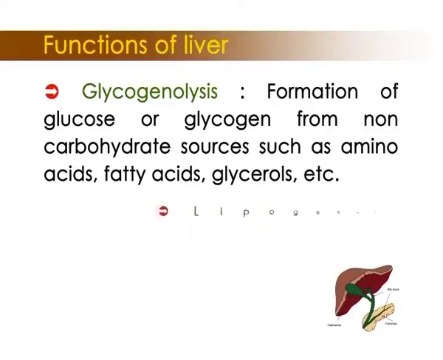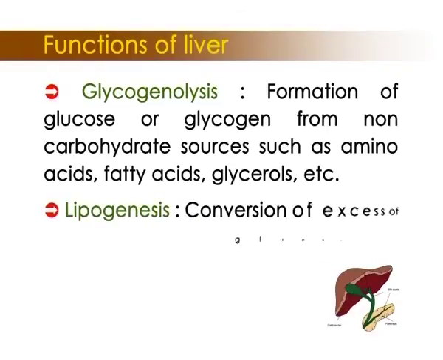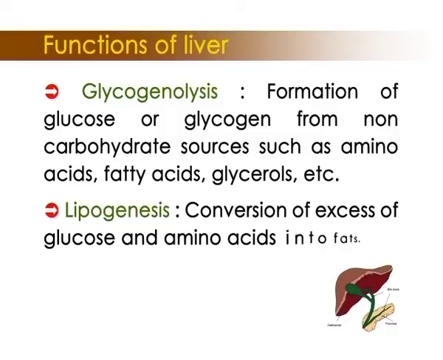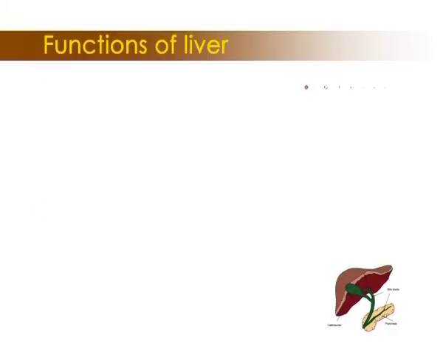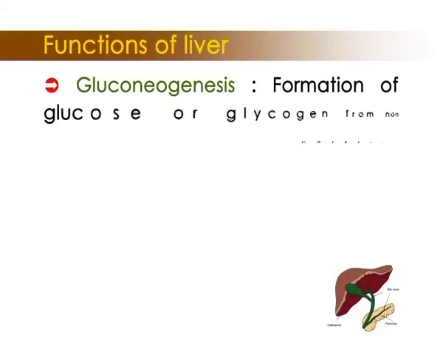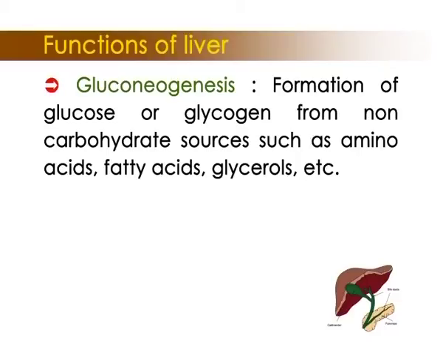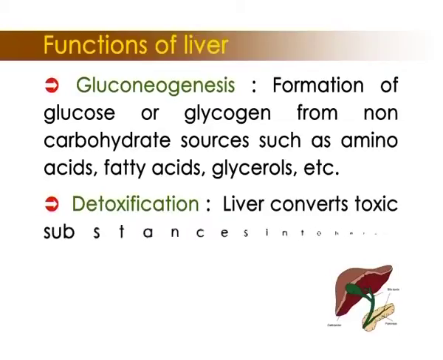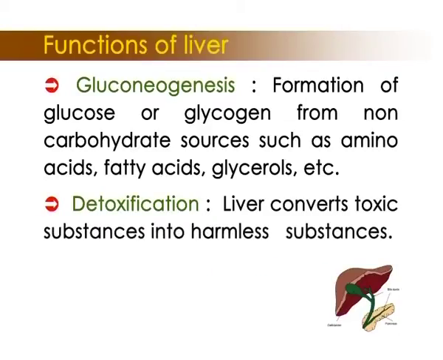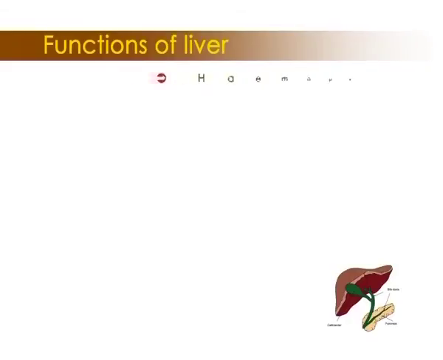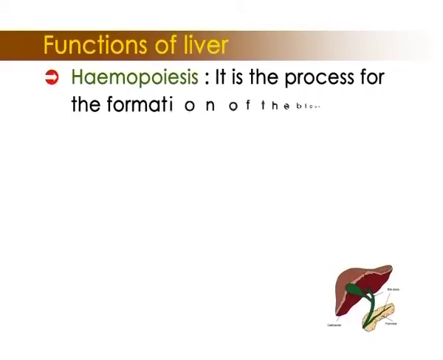The next function is lipogenesis. Conversion of excess of glucose and amino acids into fats. Next function is gluconeogenesis. Formation of glucose or glycogen from non-carbohydrate sources such as amino acids, fatty acids, glycerols, etc. Next function is detoxification. The liver converts toxic substances into harmless substances. Next function is hemopoiesis. It is the process for the formation of the blood.